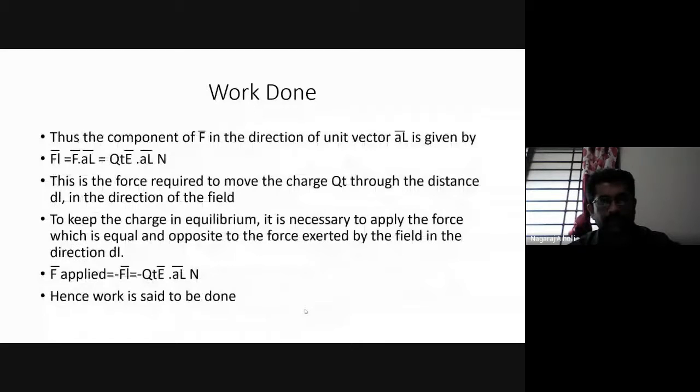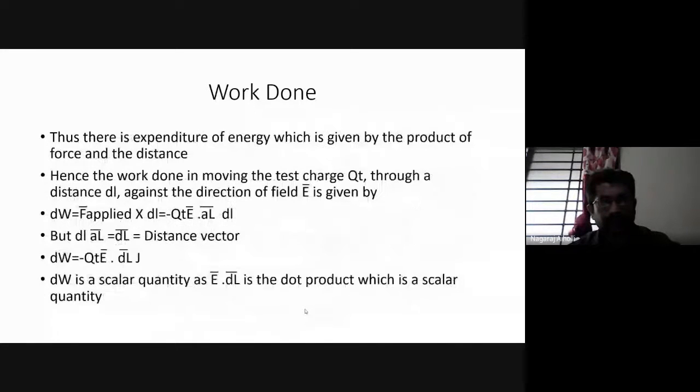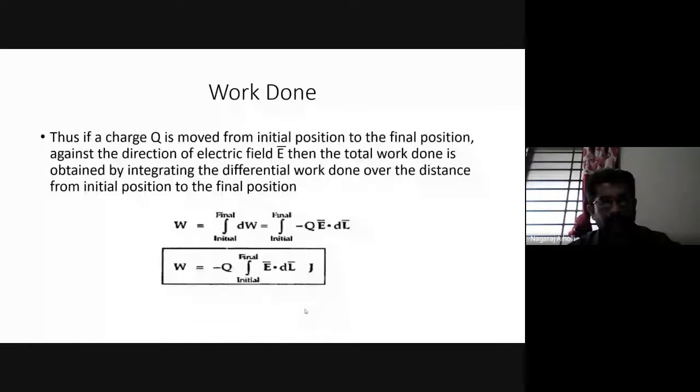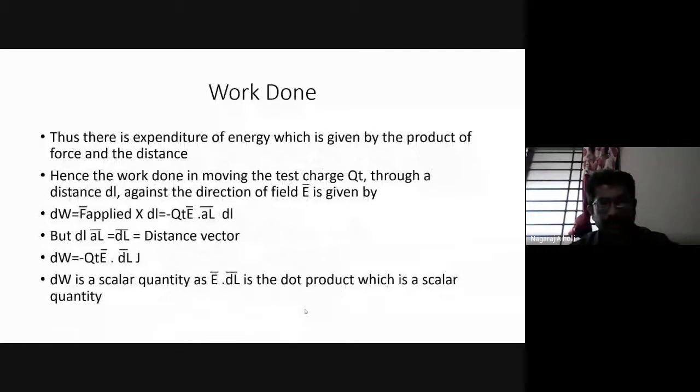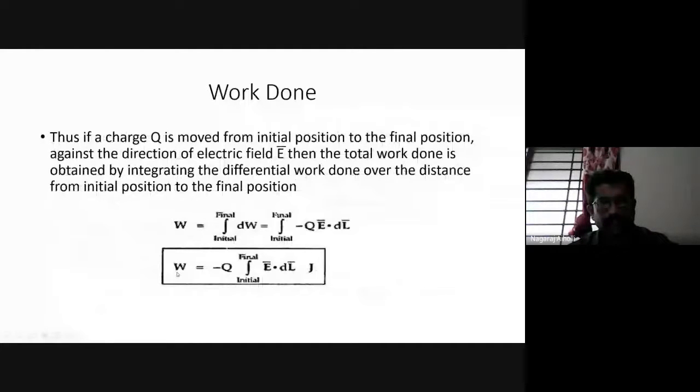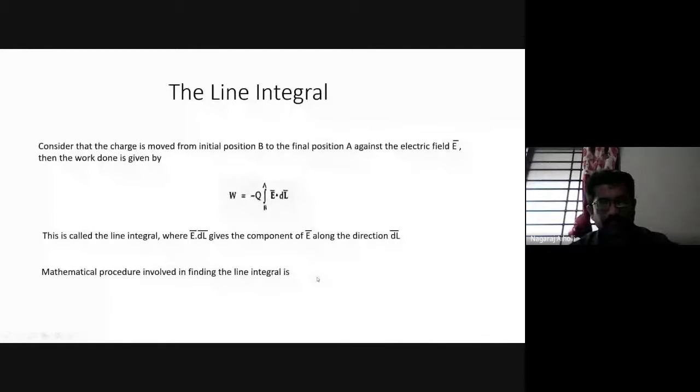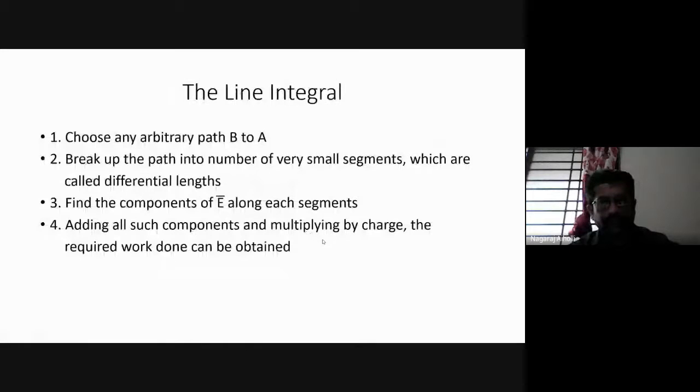And finally, we have derived the equation, and we have found out that the work done is given by the equation. This is in terms of dW equals minus QT E bar dot dl bar joules. In terms of integral, it is W is equal to minus Q integral from initial to final of E bar dot dl bar joules. This is a line integral. There is a certain procedure which is followed mathematically to find the line integral. Just choose any arbitrary path between B to A.